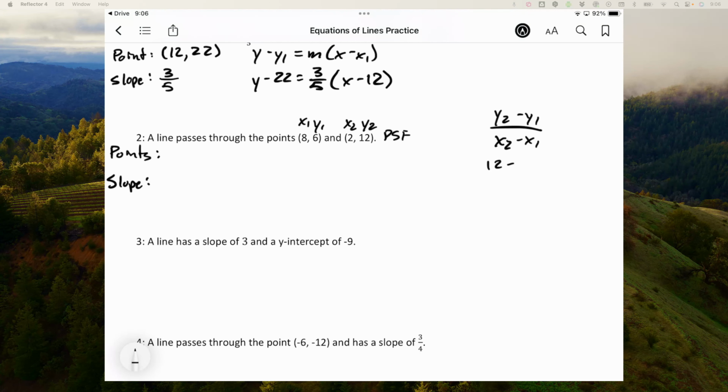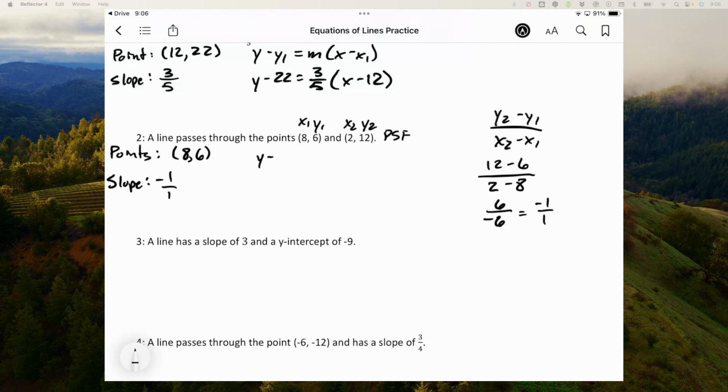y2 is 12, y1 is 6, x2 is 2, x1 is 8. So we are going to end up with 6 over negative 6, which is equivalent to negative 1 over 1. So our slope, negative 1 over 1. And we can choose either point. I will choose 8, 6.